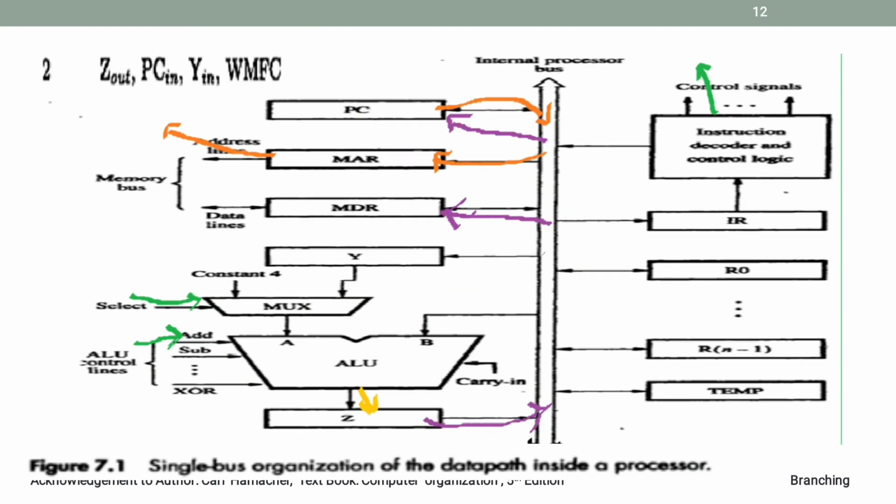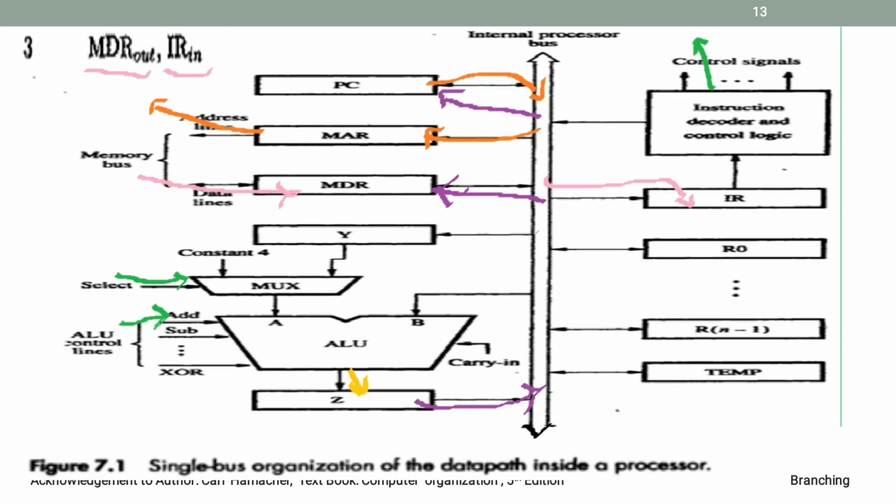Next, in the second step of control sequence, Z out, the next instruction address 2004, is put onto the processor bus. PC in, that will be saved in PC, that is the program counter. Y in, at the same time it is also loaded in the Y register. Wait for memory function complete. So memory 2000 was asked to put its content, that is the branch instruction, onto data lines. Processor will be waiting.